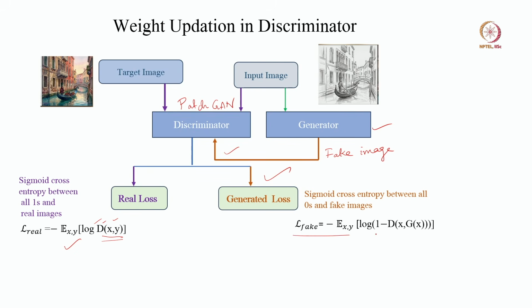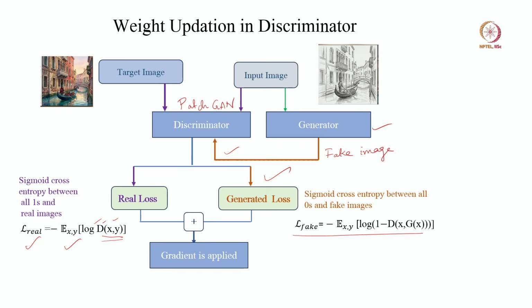So, this is the expression for the generated loss, and this is the real loss. These two are added together and we get the total loss. The gradient is applied, and because of the gradients the weight updation happens in the discriminator. So, this is how the discriminator gets trained, and the total discriminator loss is L real plus this one, which we can also call the generated loss.